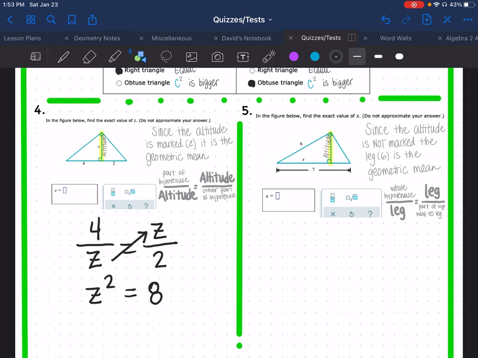Just like in the Pythagorean theorem, we're going to take the square root of each side. We're going to ignore the fact that we do have a negative square root because we're talking about a part of a triangle. It is asking us to not approximate our answers. Do not approximate your answer. So you are simply going to leave this as the square root of 8. That's what you're going to put into Alex.